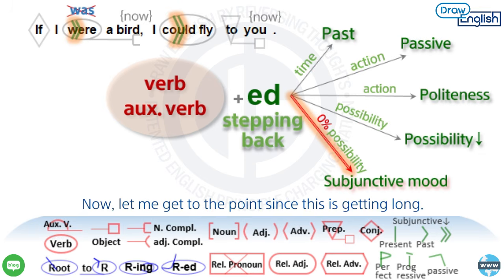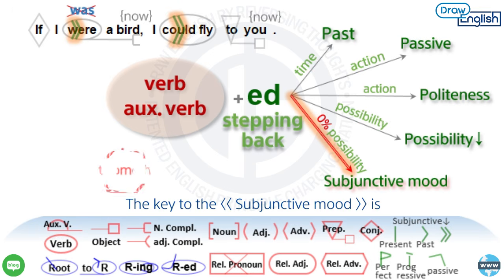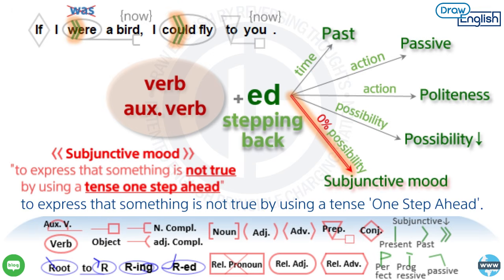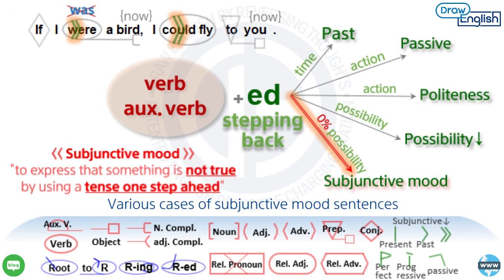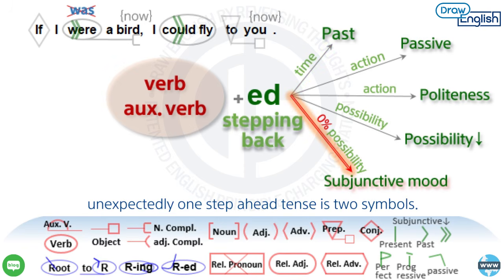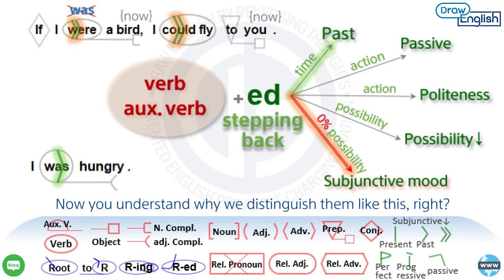Now, let me get to the point since this is getting long. The key to the subjunctive mood is to express that something is not true by using a tense one step ahead. Various cases of subjunctive mood sentences can all be solved with this one fact. The real past is one symbol, and the subjunctive mood's unexpectedly one step ahead tense is two symbols. Now you understand why we distinguish them like this, right?